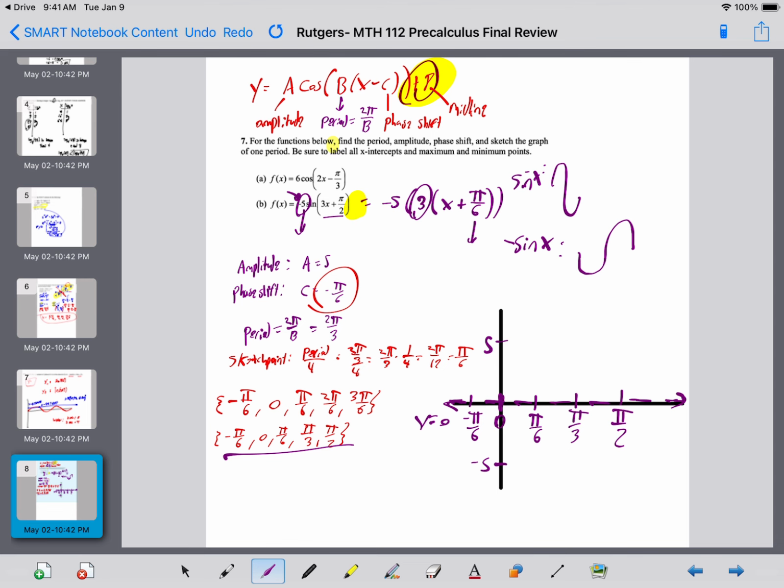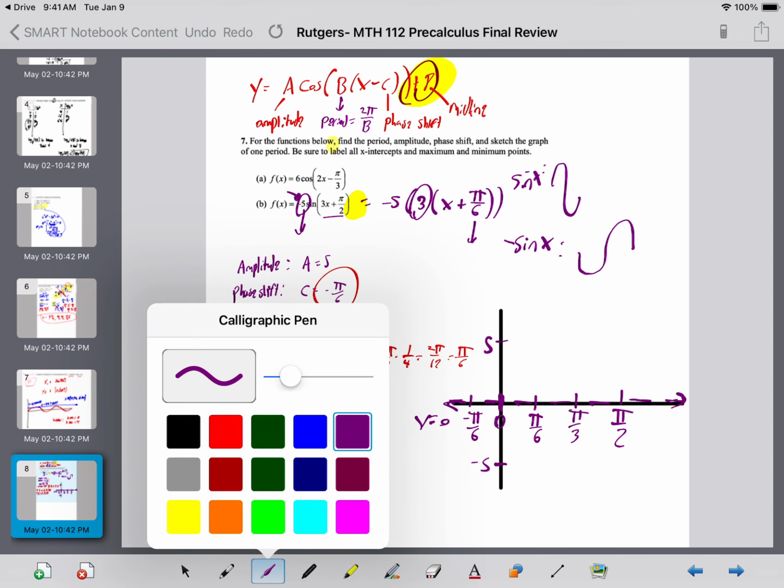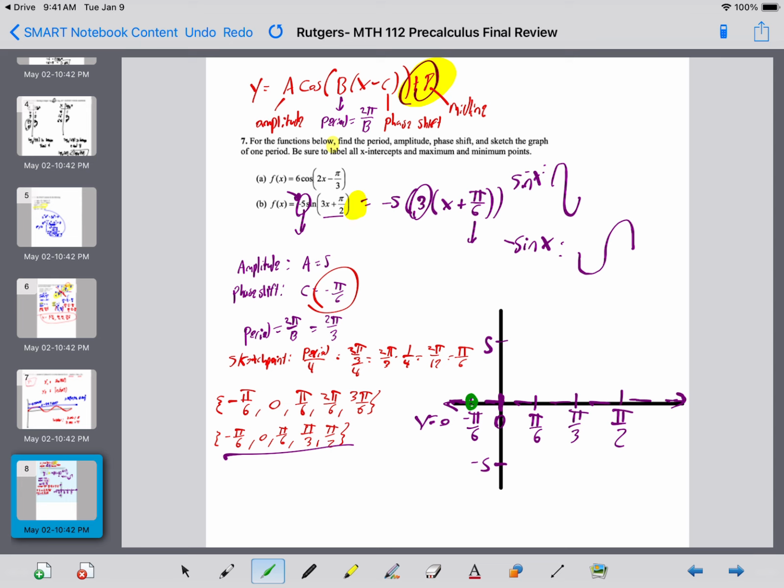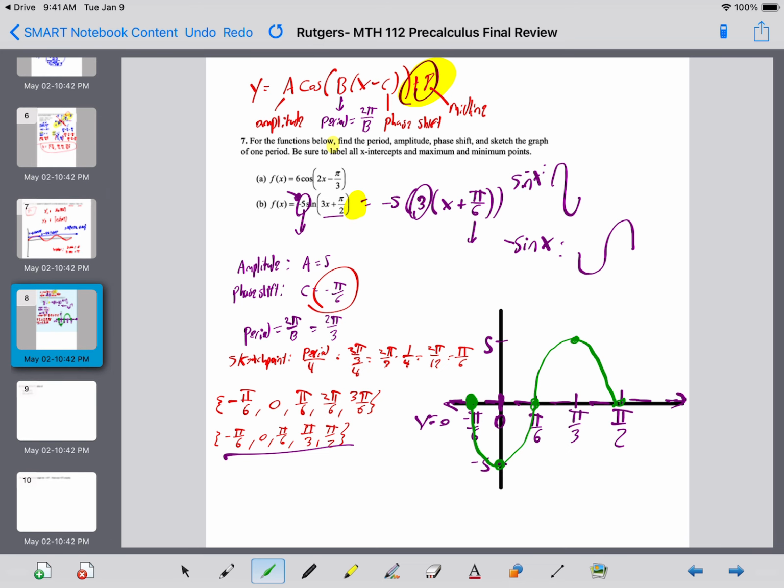So start at your phase shift, C, right? So that's going to be negative pi over 6. It's going to go down to the minimum, go up to the midline, go up to 5, and go back around. Draw a smooth curve. That's one full period. Okay? So that's how you would do that question. It does also say be sure to label all your x-intercepts and your maximum and minimum points. These are your x-intercepts, these are your maxes, and this is your min. Alright?